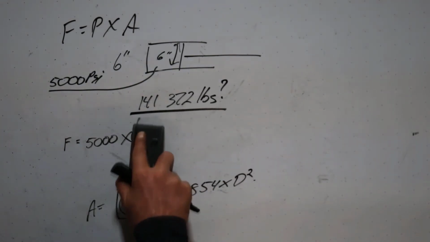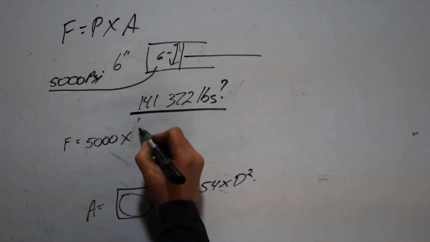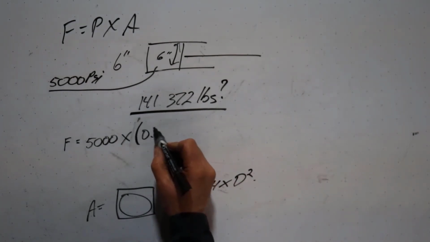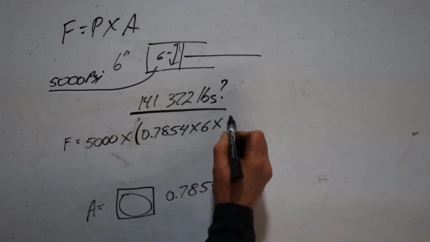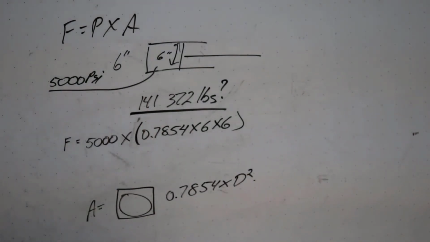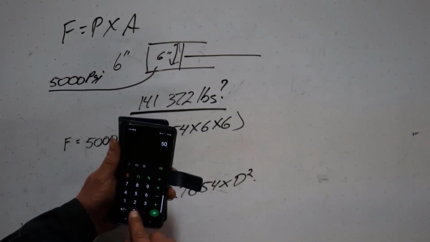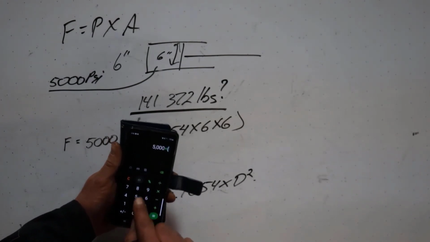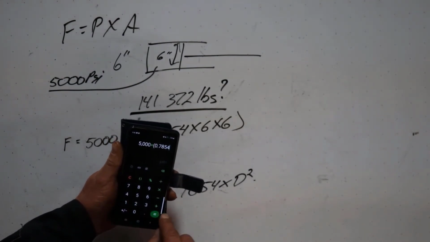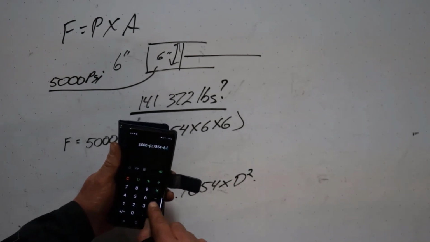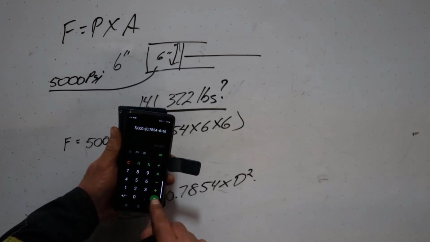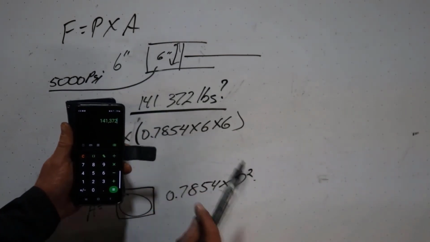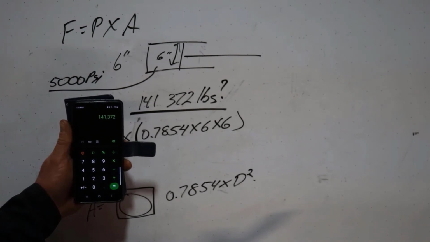So if I put that in my formula, 0.7854 times 6 times 6, because that's the diameter of our piston. So 5,000 times 0.7854 times 6 times 6 equals 141,372 pounds.